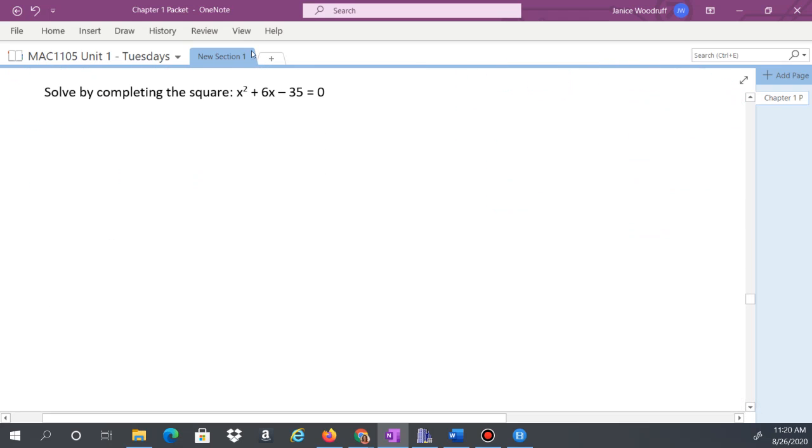So step 1, isolate the constant. So we're going to take the minus 35. We're going to move it to the right, so we're going to add it to both sides. So that's going to give me x squared plus 6x. I'm going to leave some space because remember, you're going to end up adding something over here. So leave some space for yourself. Equals 35. Okay, next step. Let's identify b. What's b going to be here? 6.